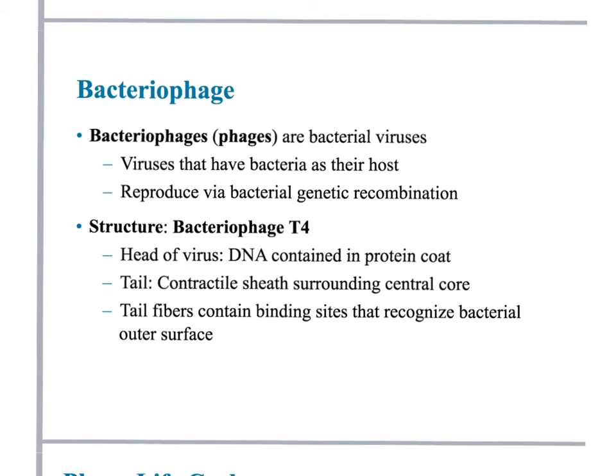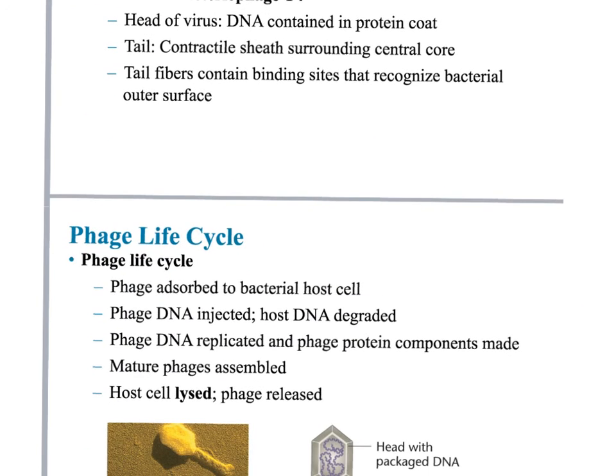And then the bacteriophage has a tail that contracts within a sheath around it, and it contracts into the central core. And then tail fibers are often present in bacteriophages, and they contain binding sites that recognize the bacterial outer surface, and then they latch onto it, and then they inject their DNA.